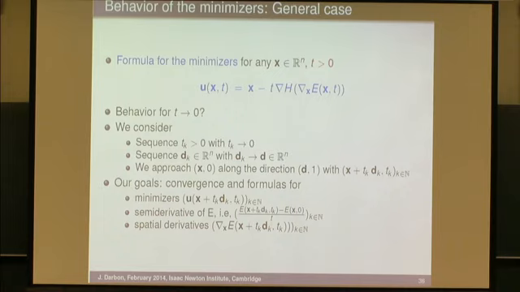And how are we going to do that? I'm going to take my sequence of smoothing parameters t_n, and so I turn the button back to 0. Then I'm going to consider a sequence d_n that is converging to d. And I'm going to approach x0, the point of interest, along the direction d_n. So here I can draw a simple thing.